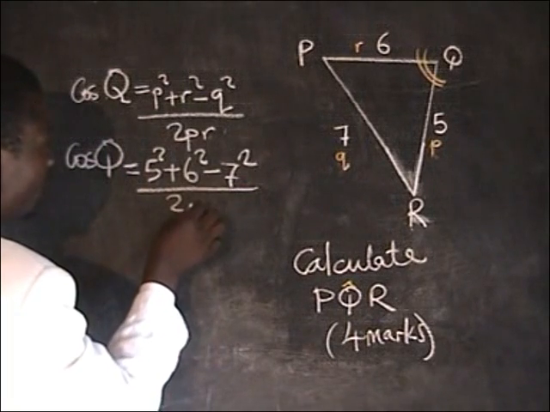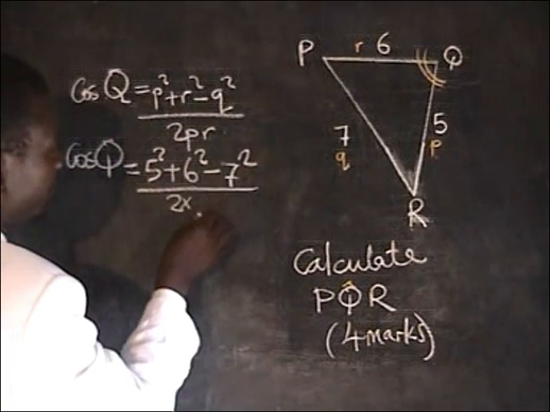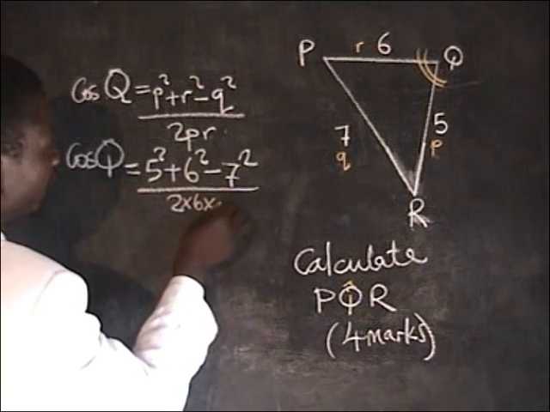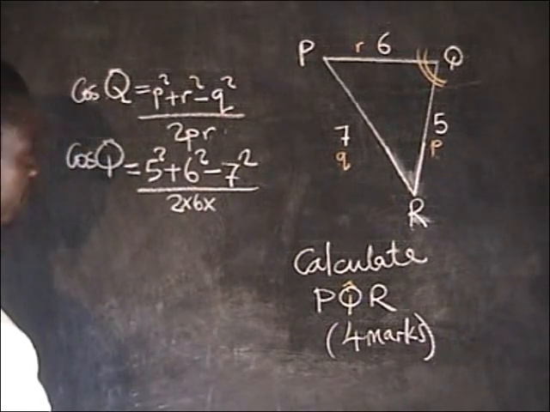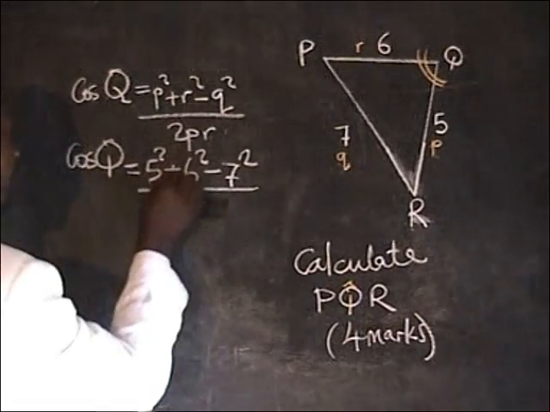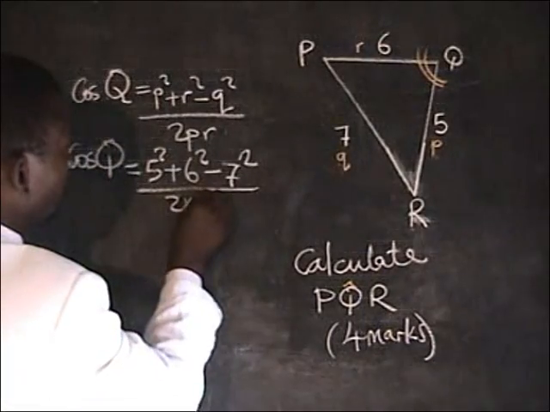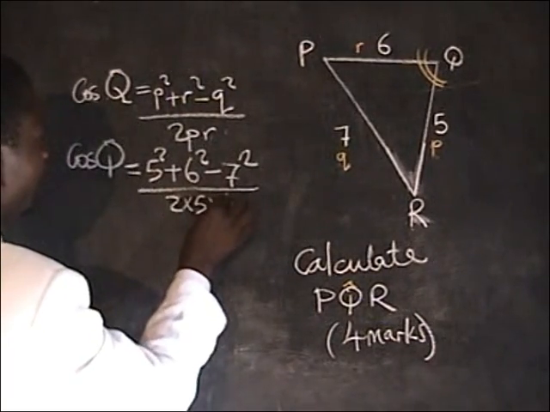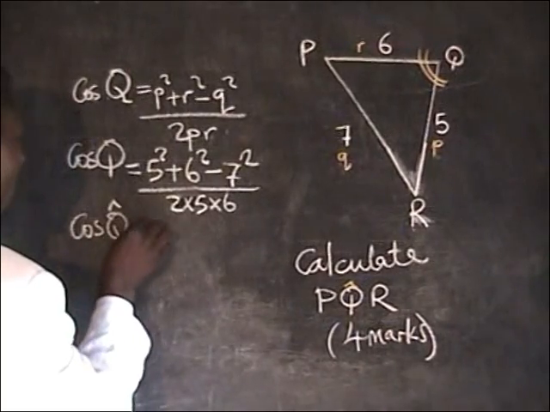So 2pr means 2 multiplied by p. What is p? P is a 5. Then multiplied by r, which is 6. I have to be fair, 2pr, so I come again there. This is a 2 multiplied by p, which is 5, multiplied by 5, then r, multiplied by a 6, like that. Then from there, this is cosine capital Q equals.